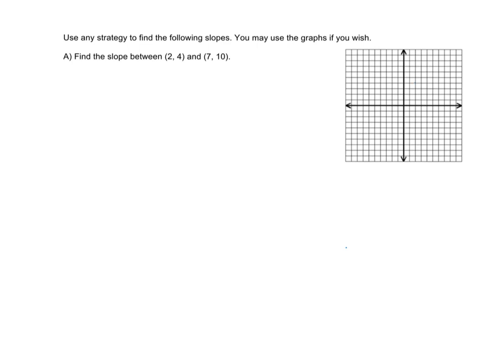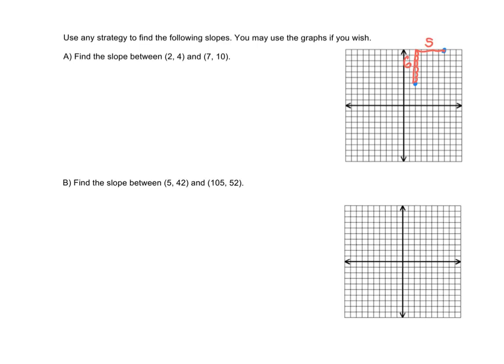You would most likely graph the points (2, 4) and (7, 10), and then you would count the rise and the run. You would count that the rise is 1, 2, 3, 4, 5, 6, and that the run is 5. However, this gets a bit trickier when you're given points like (5, 42) and (105, 52), because to choose a scale that will work and be readable on this graph is not as straightforward.